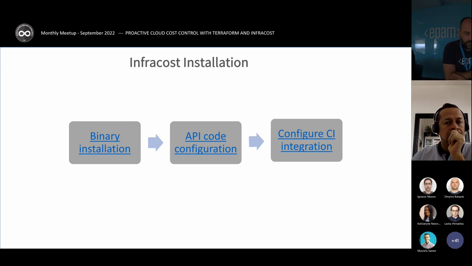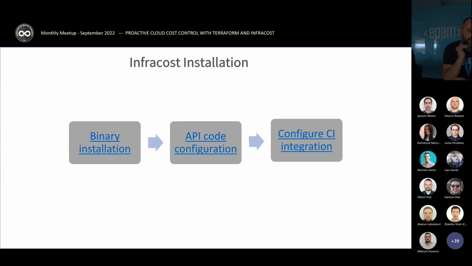Then you need to register on their website to get an API code, because basically what this tool does is, once it analyzes the Terraform plan, it will go to the internet to check the cost of all the services that you are actually using, and that cost is updated automatically on their website based on the cost that AWS provides. Okay, so you need the API code for that.